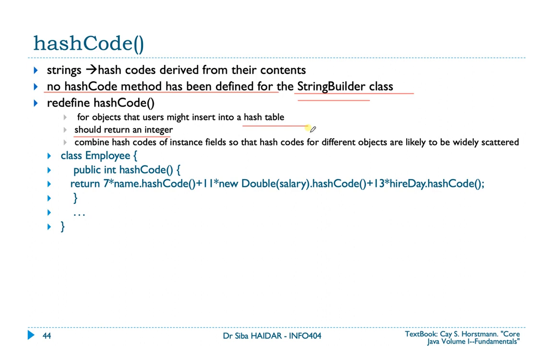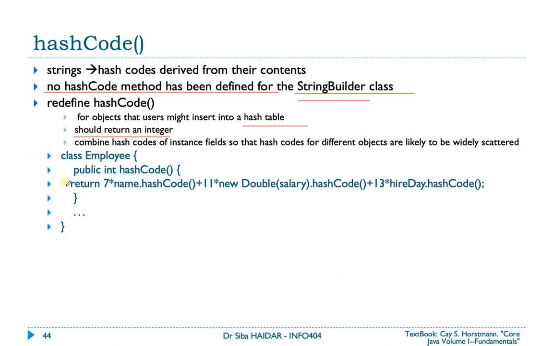But now you must know that every time you define equals, you have a certain concept about equals. For example, for you, equals depends on the same name and the same salary, regardless of the hire day for employees. You must also override hashCode to be based only on the name and the salary, regardless of the hire day. If you don't do this, you are breaking the contract of equals and hashCode. And if there is something important in Java, it is equals and hashCode.